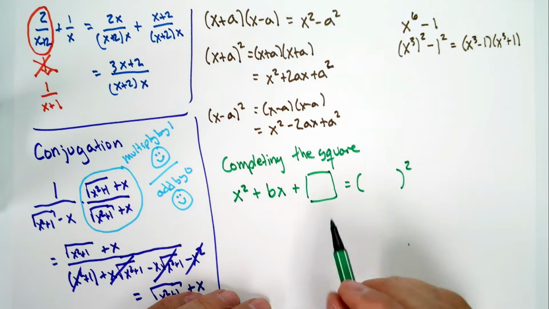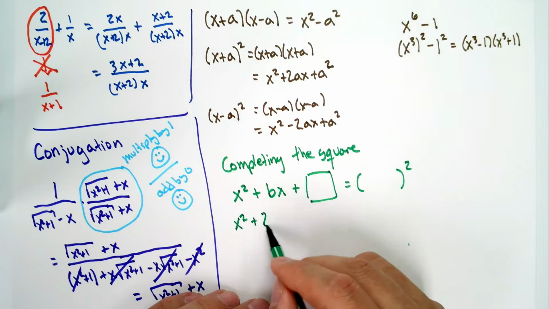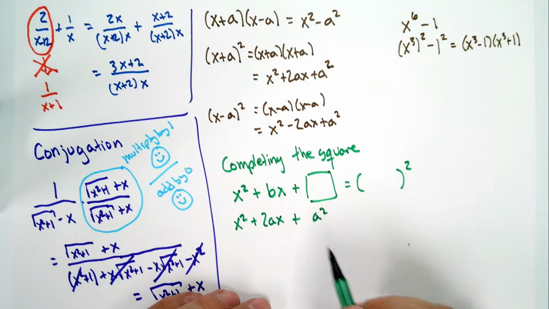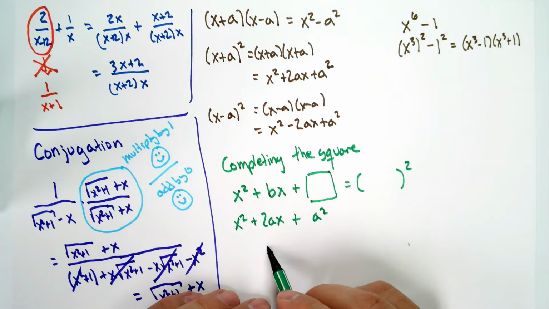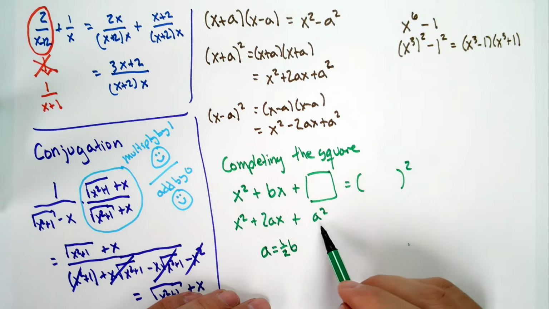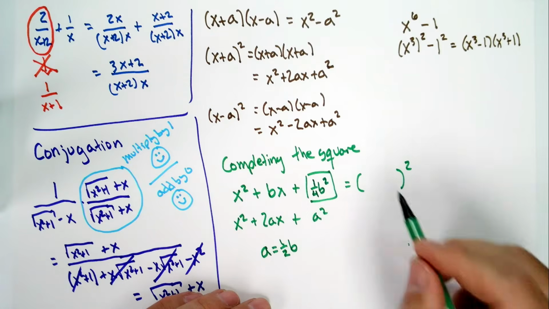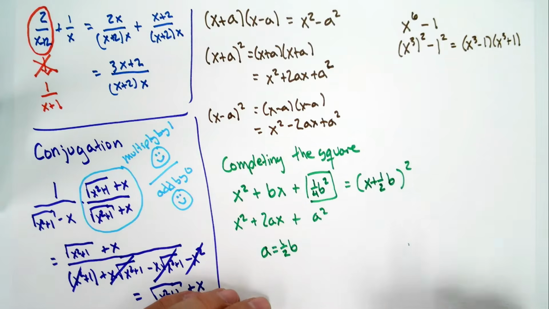Now it's not so hard to figure out because we know what a square should look like. We know it should be x squared plus 2ax plus a squared, because that's our square. So if we look, here we have b and 2a, they have to match up. So that really says a better be a half b. So a squared better be 1/4 b squared. And if we do that, lo and behold, this is x plus a half b quantity squared.